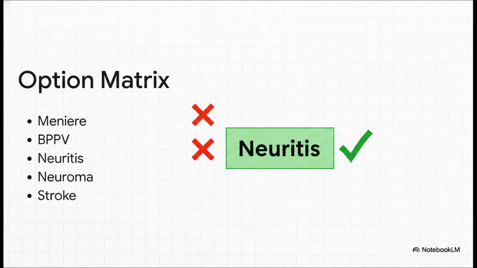And option E, cerebellar stroke, while that's a central lesion driving direction-changing nystagmus and severe ataxia, is not an isolated peripheral pattern. Therefore, we must correctly select option C. Vestibular neuritis perfectly maps to the post-viral, persistent vertigo with normal hearing and a positive head thrust test.